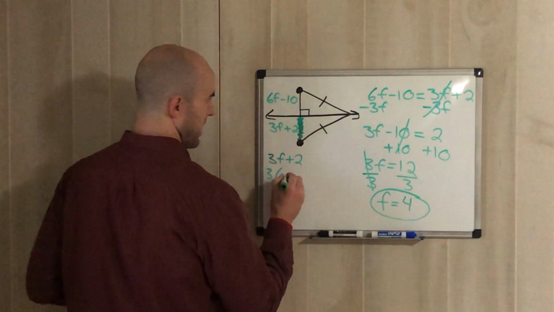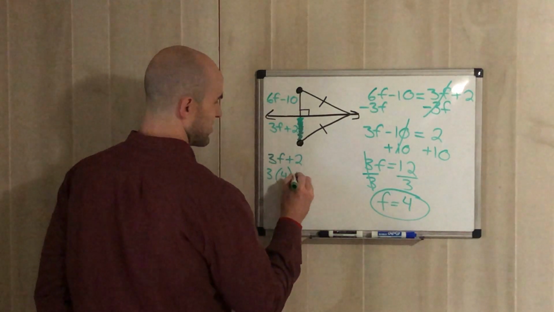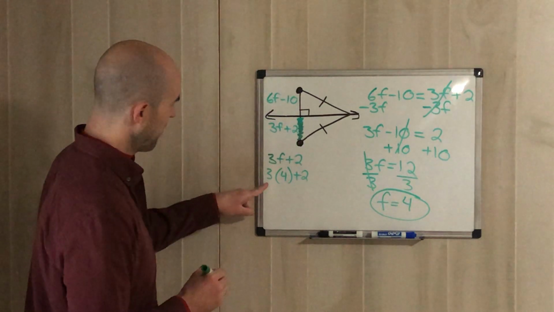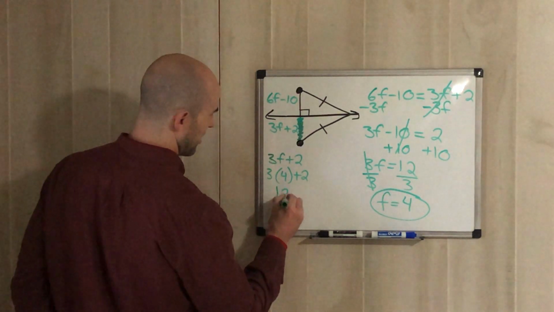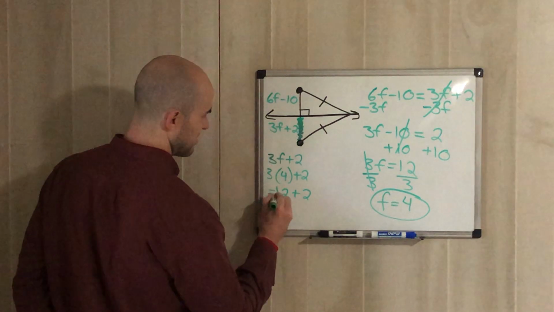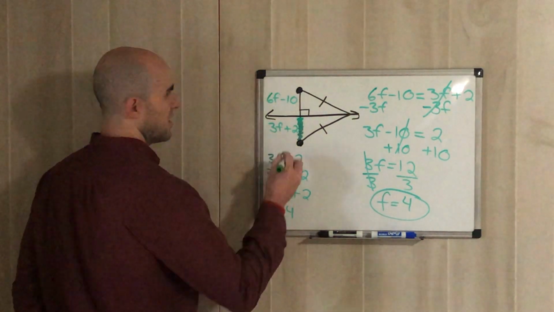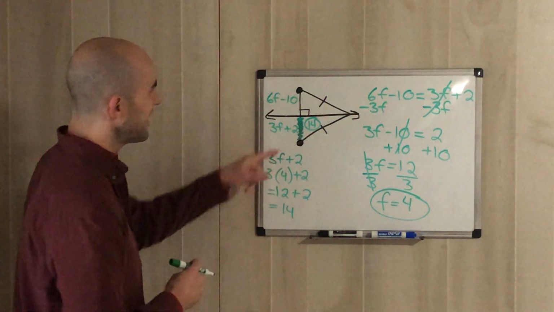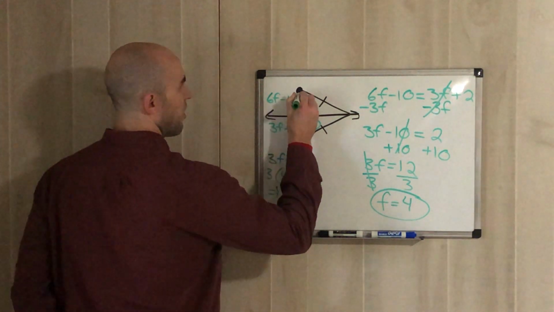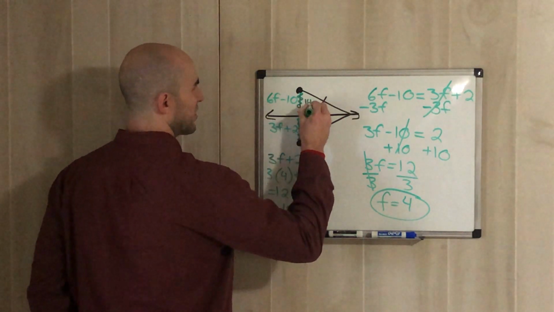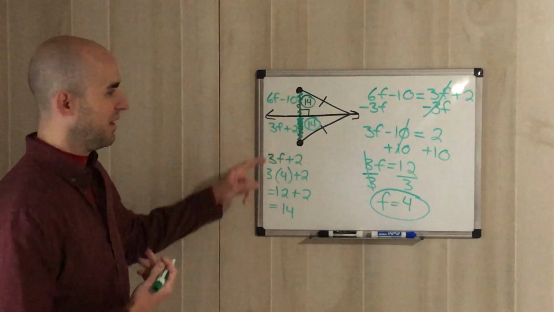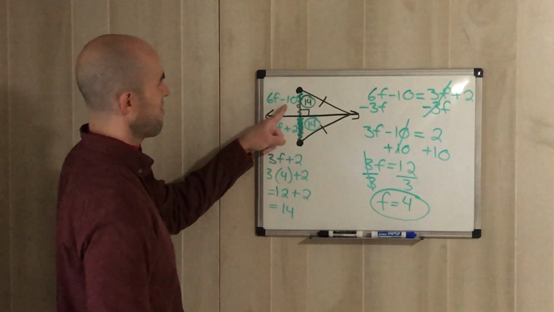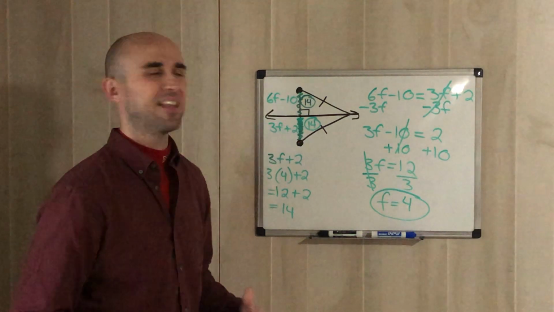We can do 3 times 4 plus 2, right? Because f is 4, so we just substituted. We know that 3 times 4 is 12, plus 2 gives us 14. So if anybody ever asked, we would know that that's 14. And automatically, without doing any work, if this is 14, we automatically know that this one's also going to be 14. Because again, we said they're congruent. And if you wanted to check it, 6 times 4 is 24. 24 minus 10, 14. It's that idea, guys.